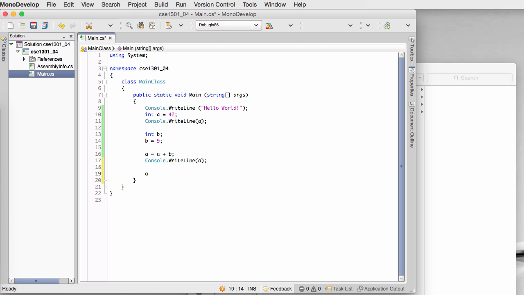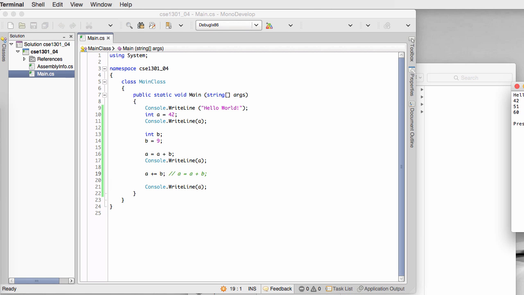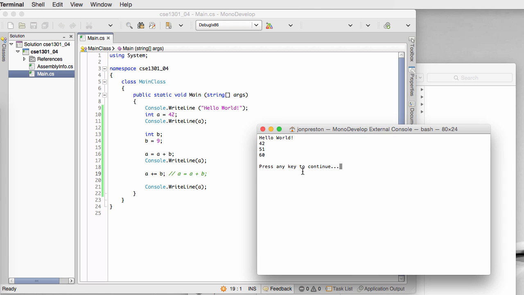I could have also written this as a plus equal b, and that is shorthand for a is equal to a plus b. So the plus equal operator is the same thing as saying I want to increment this by that and restore it back in that variable. Notice here I'm using my double slash, and that is because I'm creating a comment here. Okay, so if I were to print out a again, then I should get, in this case, 51 because that's the new value of a, and increment it by 9, so I should get 60. So let's run this, and in fact we do get that value 60.